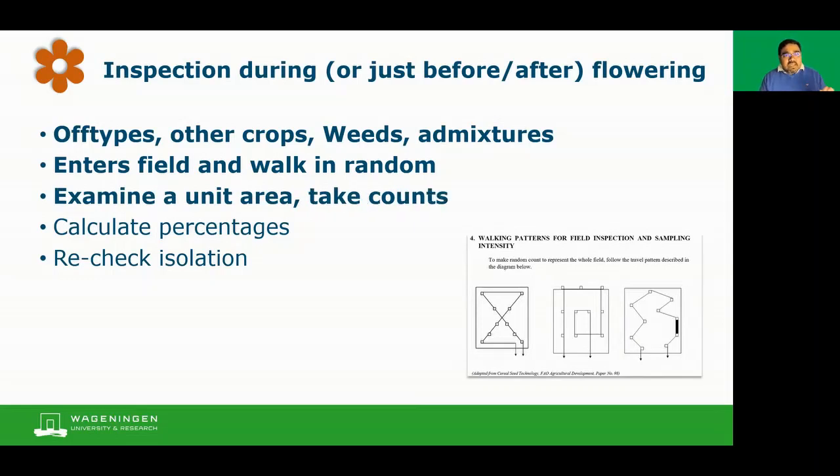Then we have to examine a unit area. You can see these small squares that I have shown. These unit areas are normally 1 meter square wire frames. They put them on the fields and start to take counts.